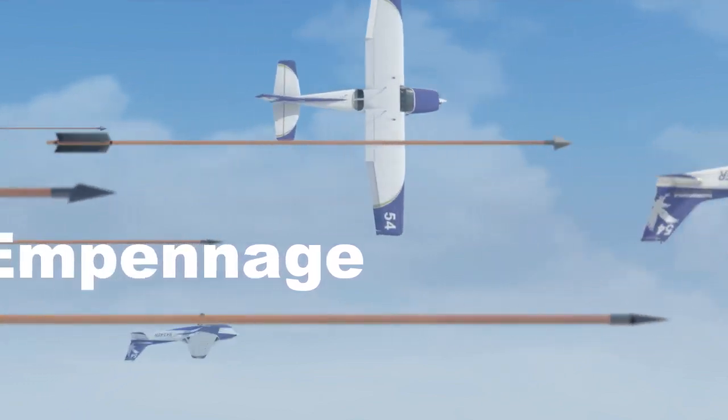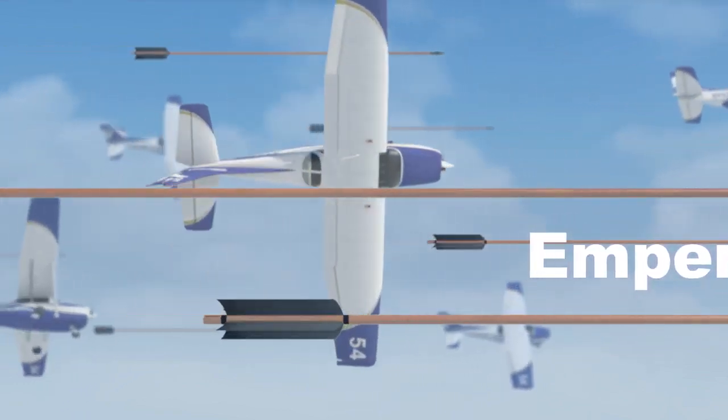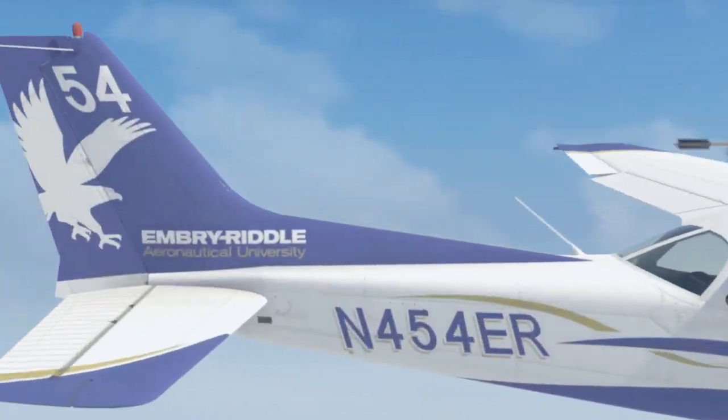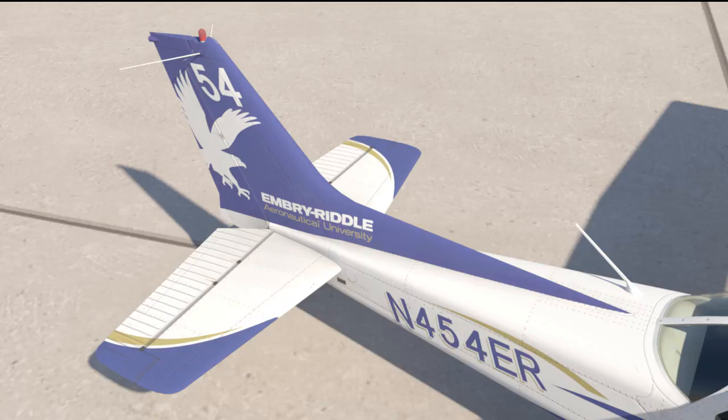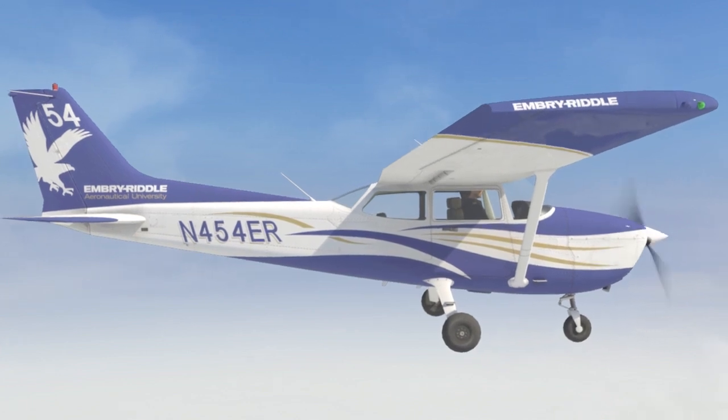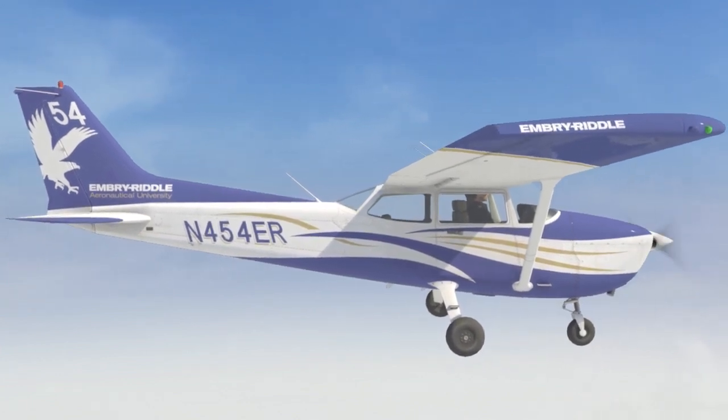The empennage, derived from a French word having to do with feathering an arrow, is commonly referred to as the tail section of the aircraft. It consists of 2 important surfaces, the horizontal and vertical stabilizers. These stabilizers are surfaces on the tail that help keep the airplane under control while flying through the air.